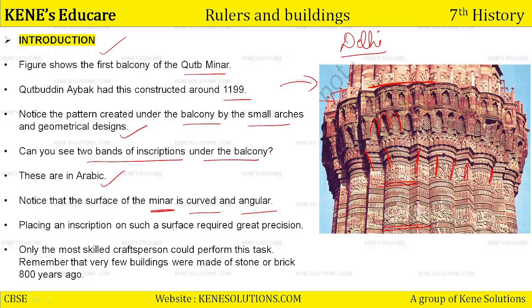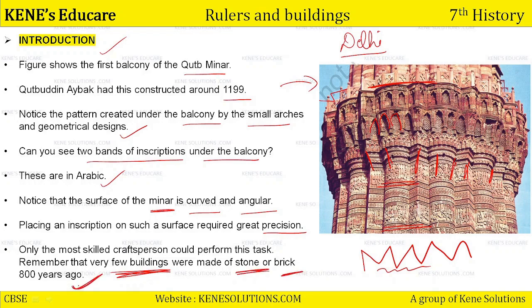Placing an inscription on such a surface. सोचो angle ही angle created है. ऐसे में आपको कोई बोले कि inscribe करो, carve करो दीवार पे. It will be such a difficult task to do. And placing an inscription on such a surface required great precision. Only the most skilled craft person could perform this task. And remember that very few buildings were made of stone or brick 800 years ago.